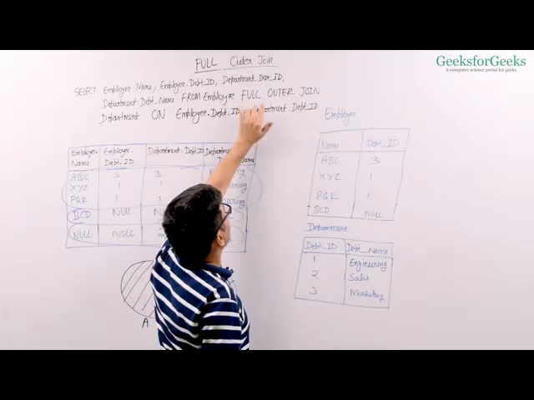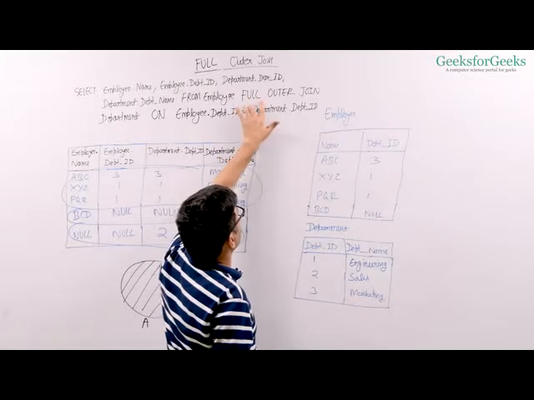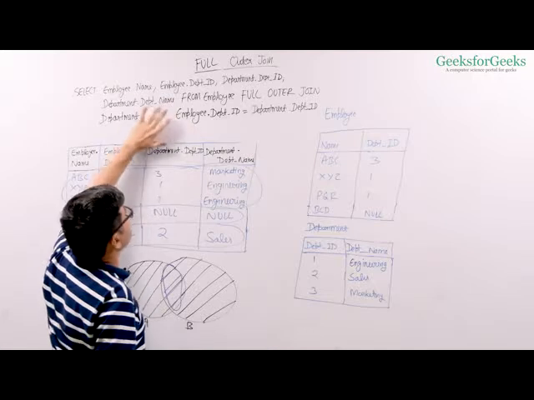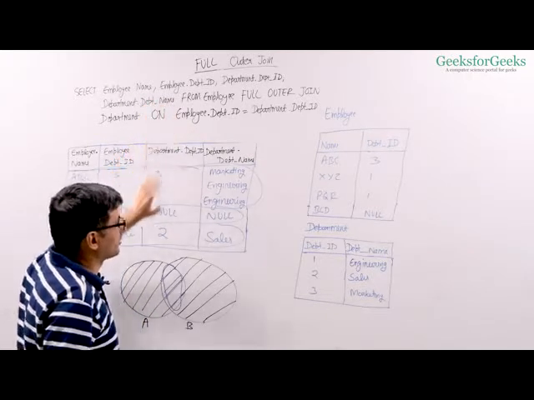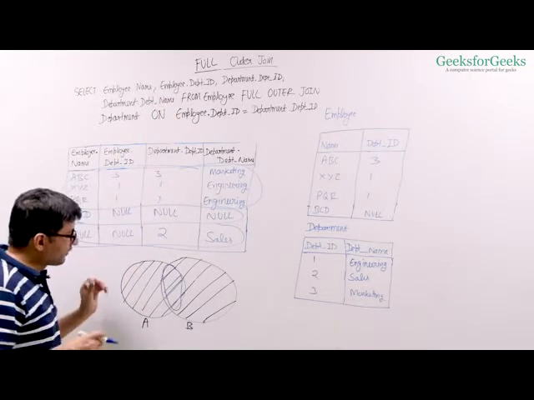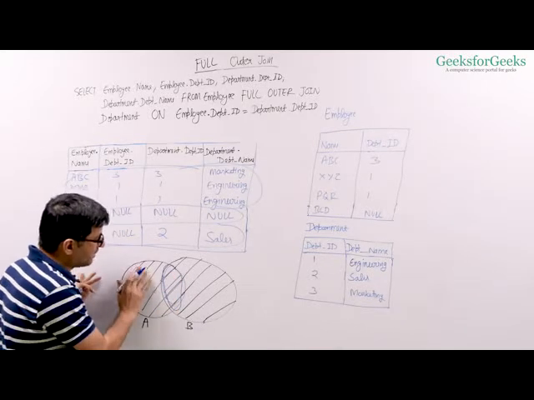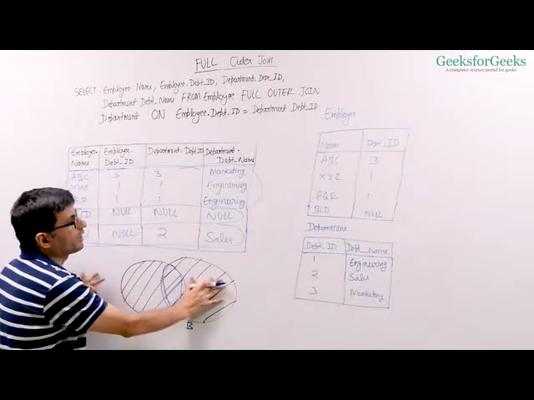The syntax for full outer join is to use this full outer join to do the join of 2 tables, and the rest of the syntax is similar or same as other joins. So if you see the Venn diagram, it has everything, right? It has the intersection part, remaining part of table A and remaining part of table B.